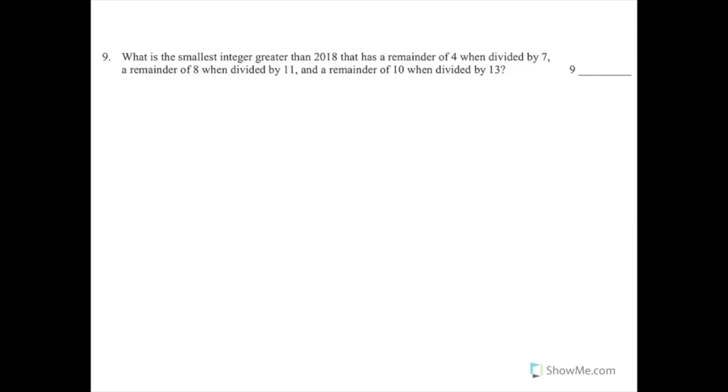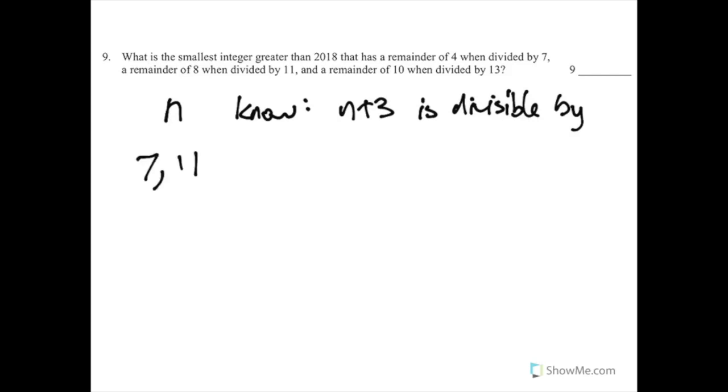by 13. And so if we call this number n, then we know that n plus 3 is divisible by 7, 11, and 13. This is really handy. And by the way, if you have no clue how I came up with that trick, simply I saw that when I subtract 4 from 7, I got 3, and similarly for 8 and 11, and 10 and 13. So that's why I knew to add 3 to n to get my desired result.